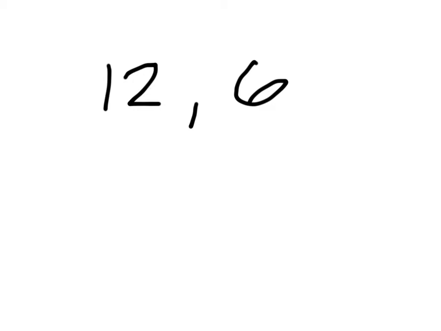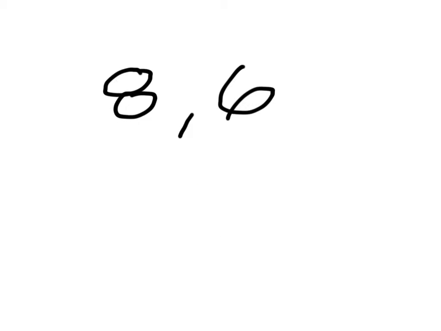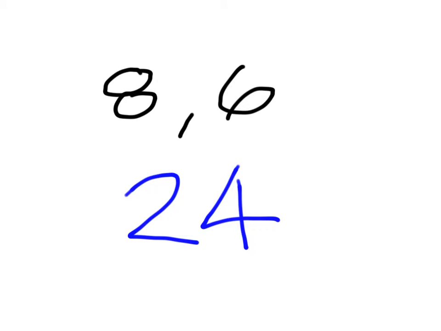12 and 6. What's the lowest number that 12 and 6 will divide into evenly? 12. It should be 12. They will go into 24, but 24 is not the lowest. 8 and 6. What's the lowest number 8 and 6 will go into evenly? 24. That's the lowest one they'll both go into evenly.